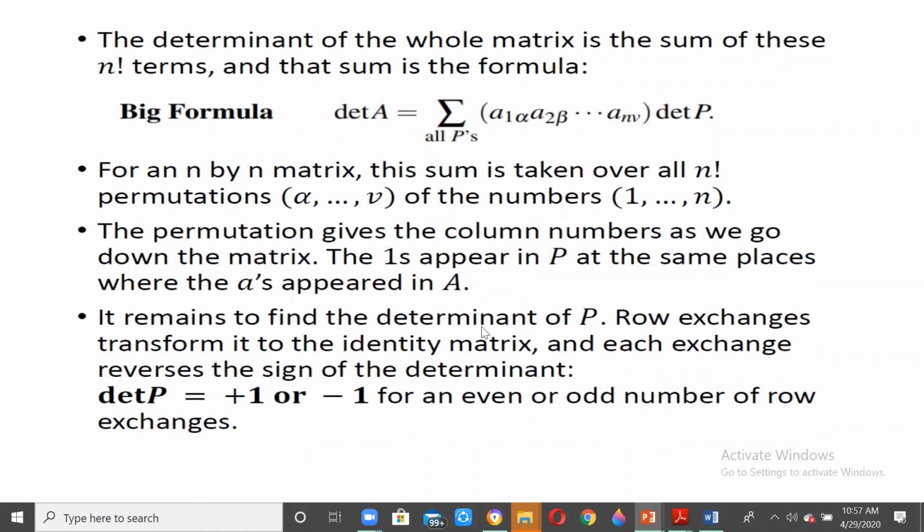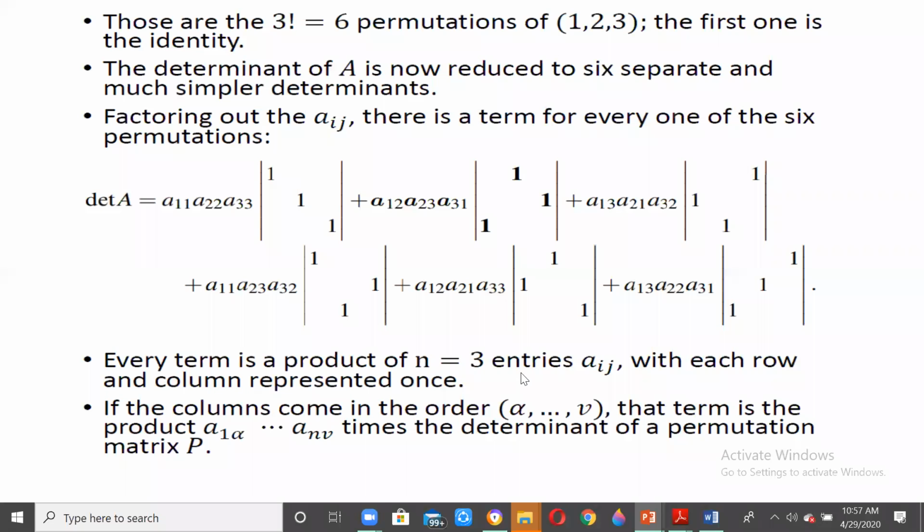Now we need to find out that the determinant of P will always be equal to either plus or minus 1. So row exchanges transform it to the identity matrix, and each exchange reverses the sign of the determinant. What that means is, if you take this one on the whole, the determinant of this is 1. From here, if I want to come to this, I need to shift it 2 times.